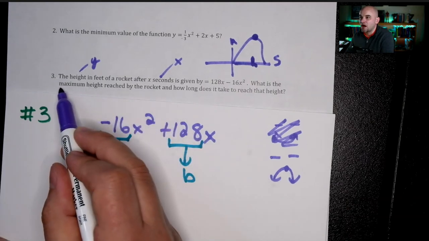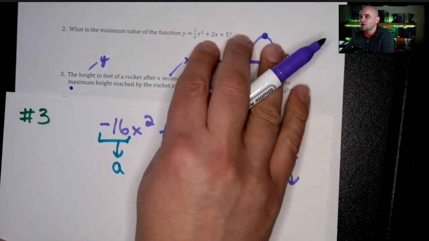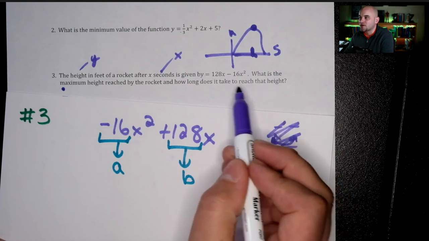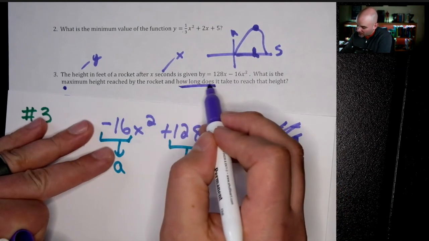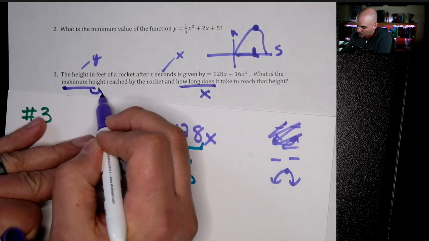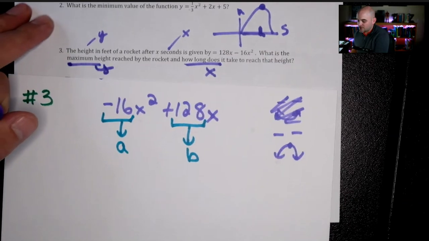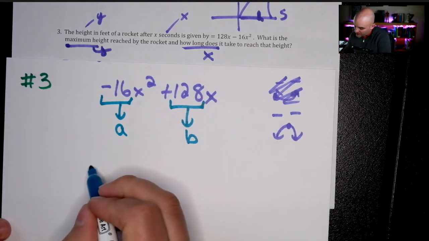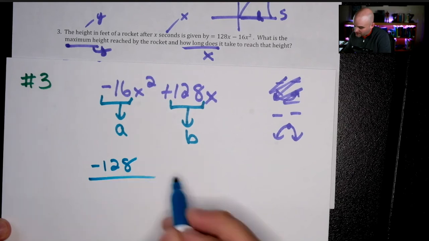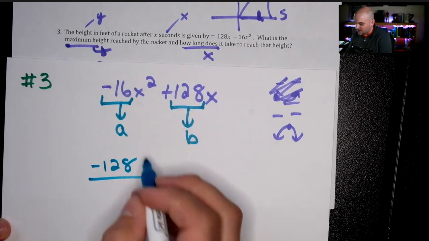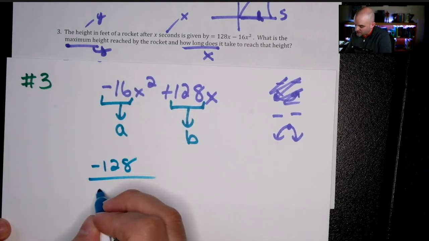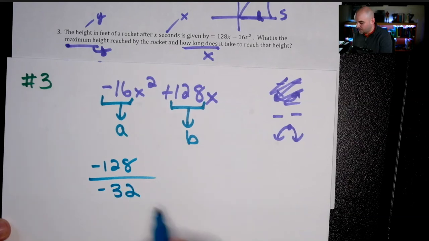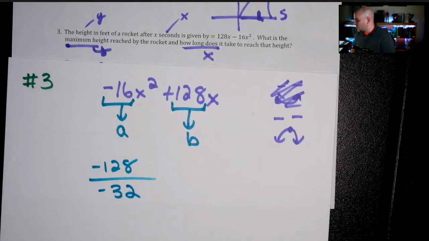So that's what we're looking at when we're answering those two questions right here. The maximum height is going to be our Y value, and how long it takes us to reach that height, that how long part right here, is going to be X. This is going to be our Y value on the vertex of that parabola. So let's go ahead and solve that. We've got negative b over 2a, so negative 128 over 2 times negative 16, which is going to give me negative 32. And now I've got negative 128 divided by negative 32.